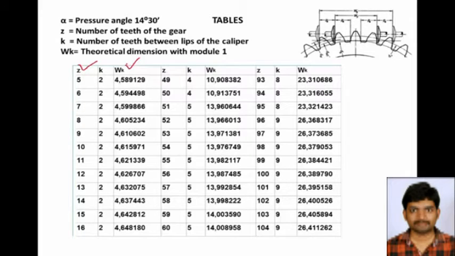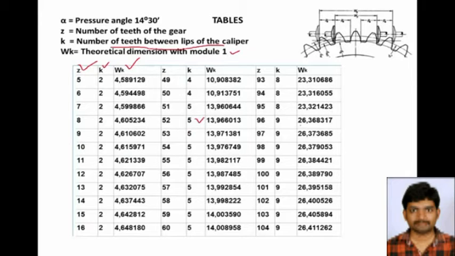So the z values are 5, 6, 7, 8, 9, 10 and 93, 94, 104. So these are the z values and the k values are also there, number of teeth 2, 5, 8, 9, etc. And we can directly measure by using these tables. The Wk value is a dimension we can easily find out by using these tables. And now let us move on to the numerical problems.